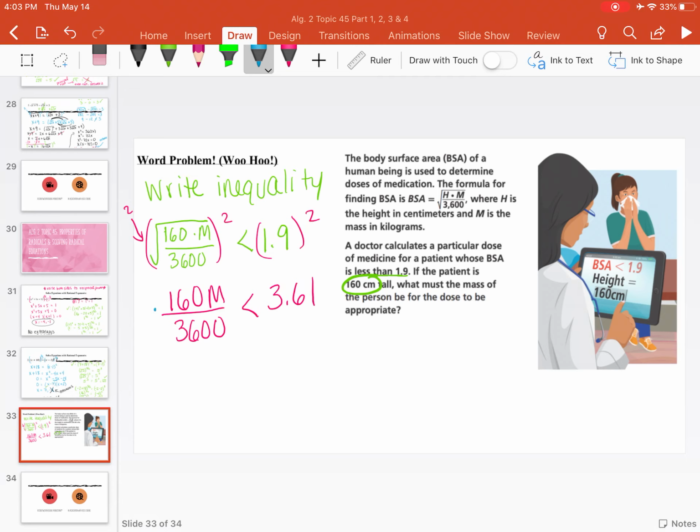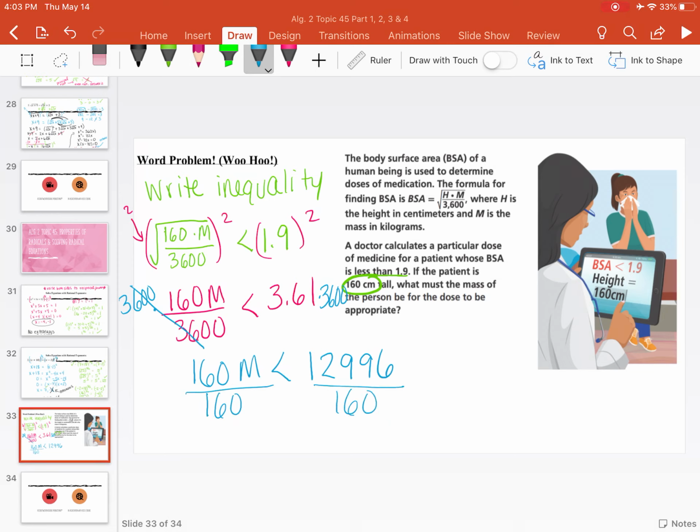We can multiply both sides by 3,600 and get 160m is less than, now 3.61 times 3,600. That simplifies to 12,996. Now we have a one-step inequality. We can divide both sides by 160, and m is less than, when I simplify that, 81.225.